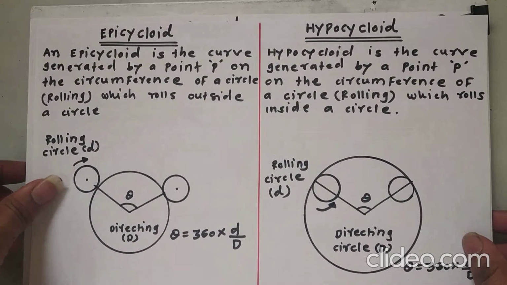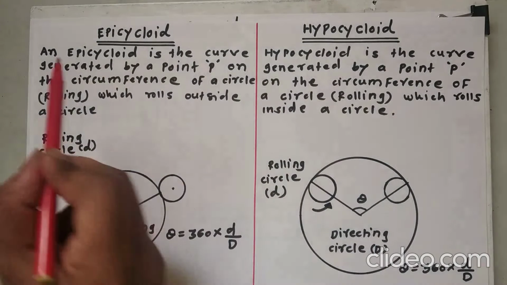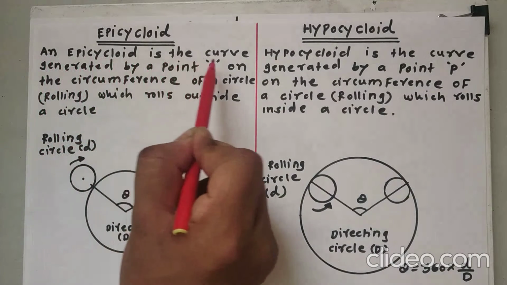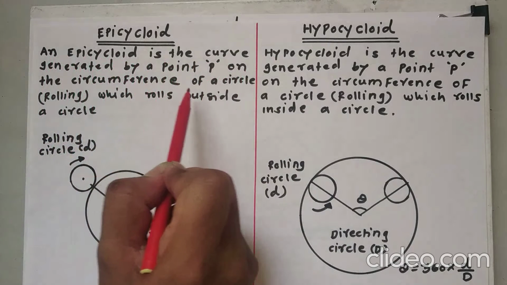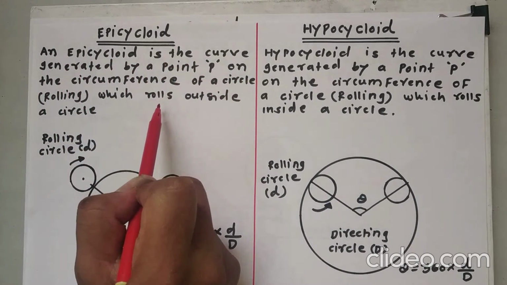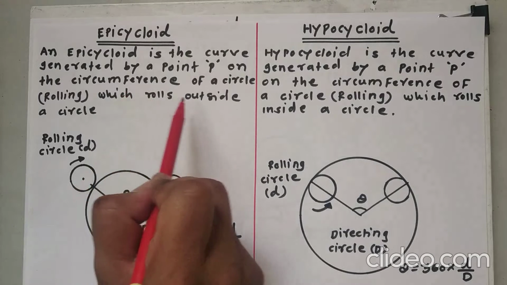What is the meaning of epicycloid? First of all, I will read the definition. An epicycloid is the curve generated by a point P on the circumference of a circle which rolls outside a circle. So this statement is very important: which rolls outside a circle.